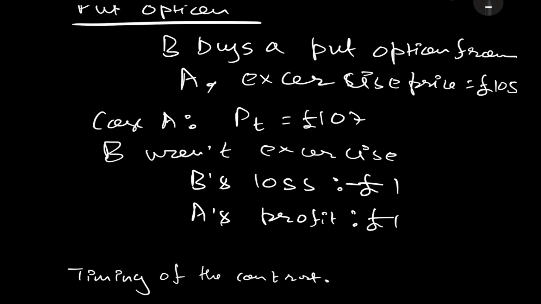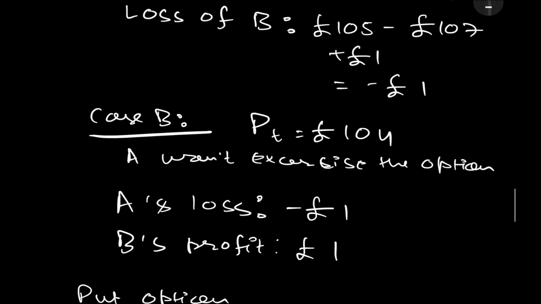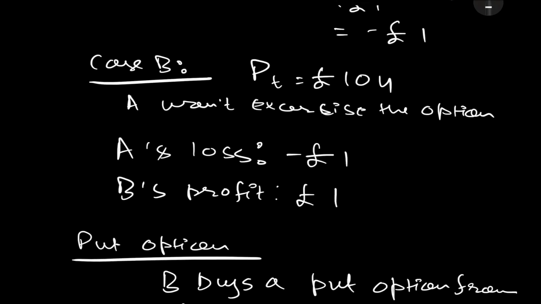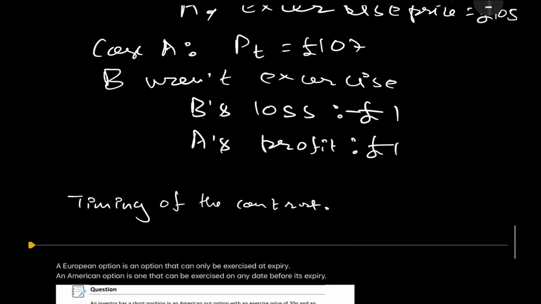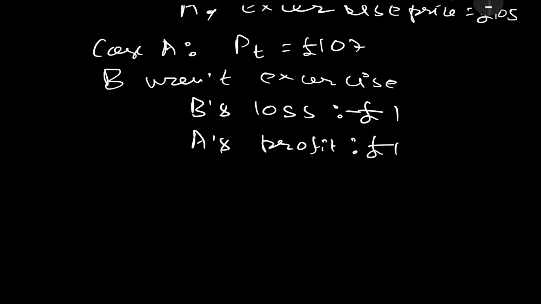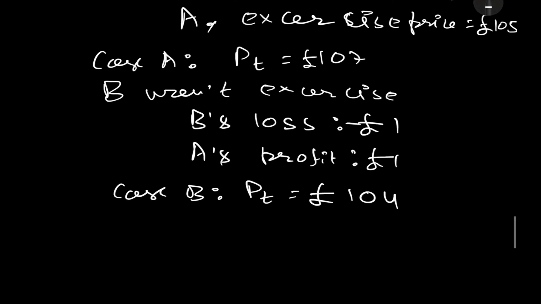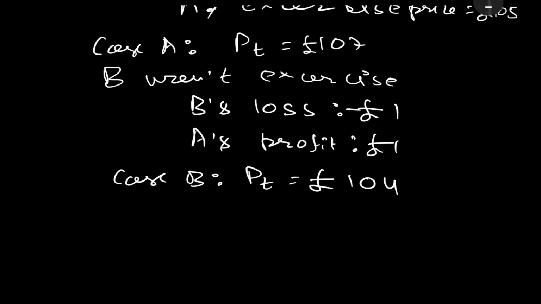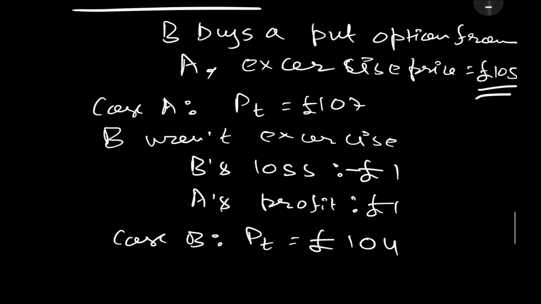Okay. And analogously, you can also try this case where the price goes to 104. There what will happen? B will exercise the option because B can, okay, let me write this one as well for you. Okay, let's see case B. Price at time T is equal to 104. Okay, now B will exercise, right? B will exercise this option and sell to A for 105. That was the contracted price, the exercise price, right?